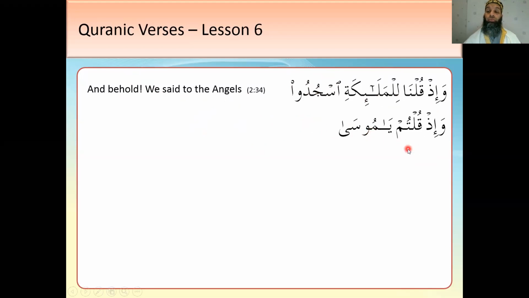Next one, وَإِذْ قُلْتُمْ. وَإِذْ, translated here as and behold, so I'm just going to stick to the translation in the book. And behold, قُلْتُمْ. Look at your tables, قُلْتُمْ.